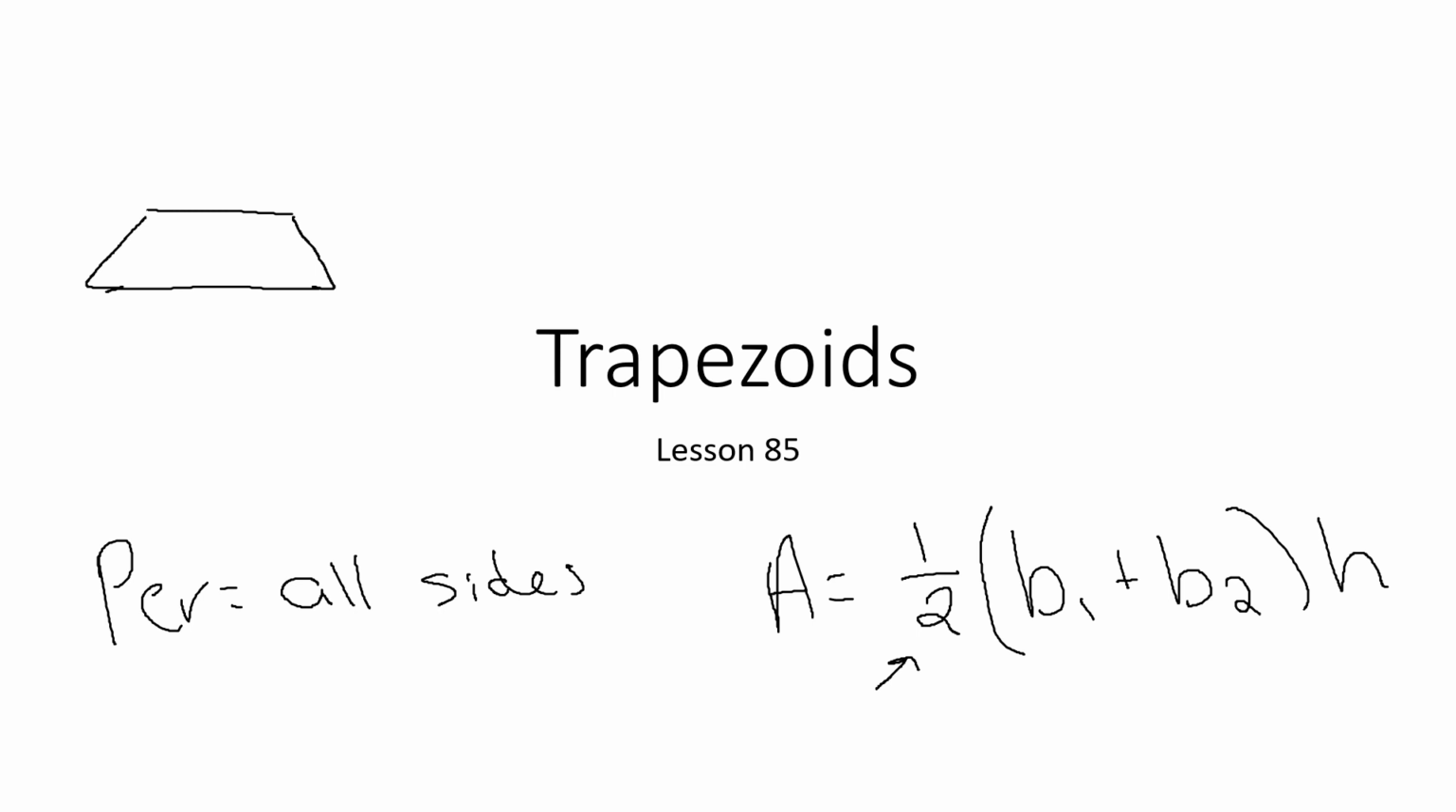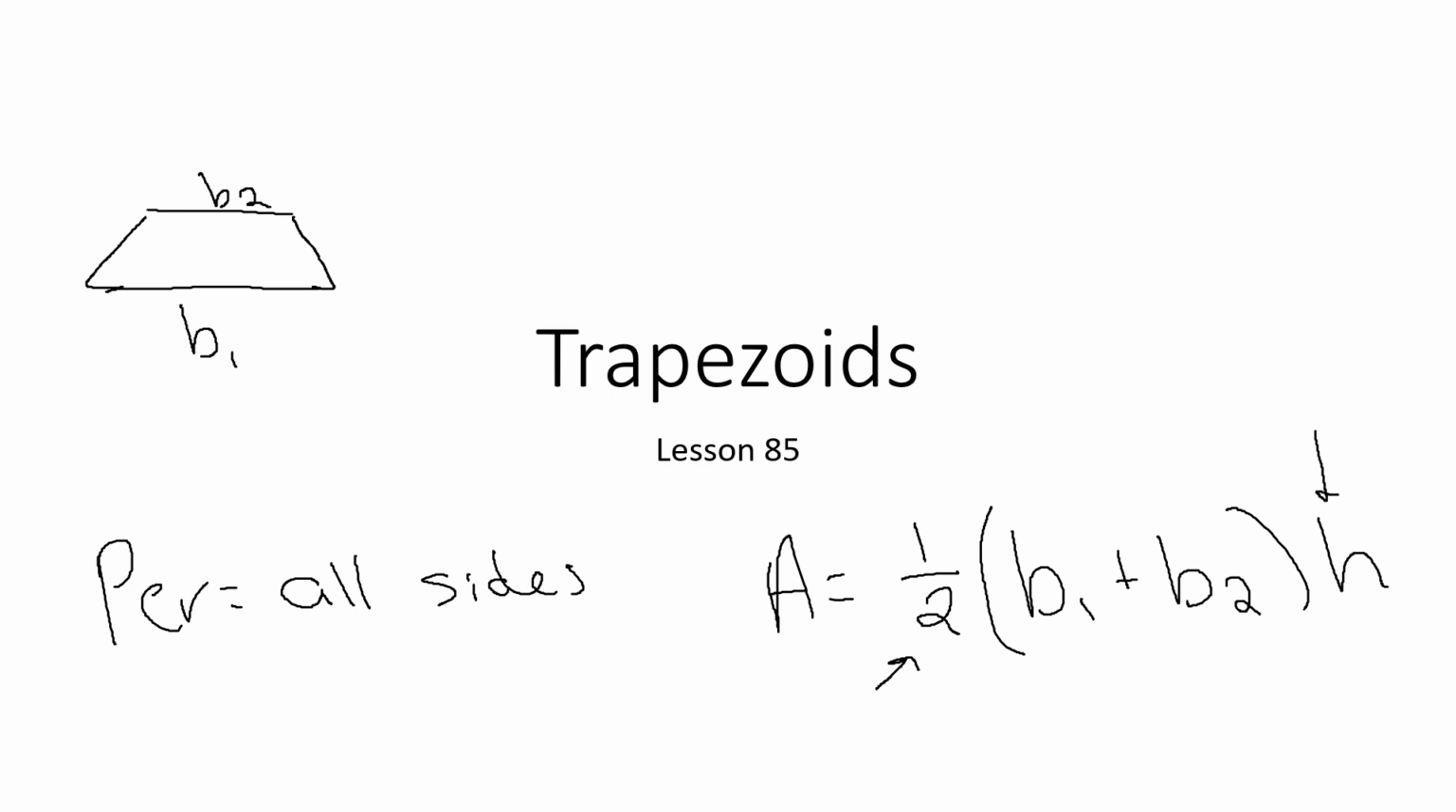So 1/2, B1 and B2 are the bases, okay? So you're going to have B1 and you're going to have B2. Those are going to be the parallel sides. The non-parallel sides don't matter for the equation. You need the parallel sides, B1 and B2. And then H is the height.